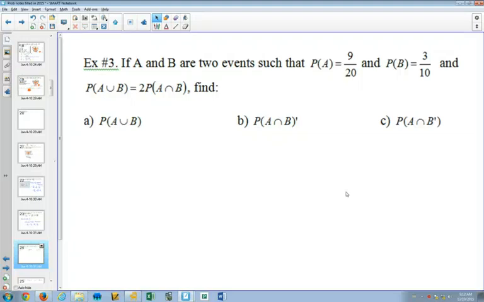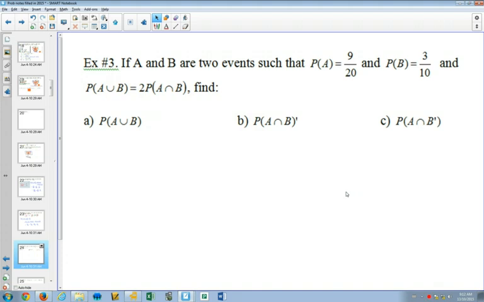Now with IB questions, a lot of times they will give you what I call decontextualized questions to see if you understand how the formulas work without any context. So we have two events, we don't know what they are. We can't even think about them.